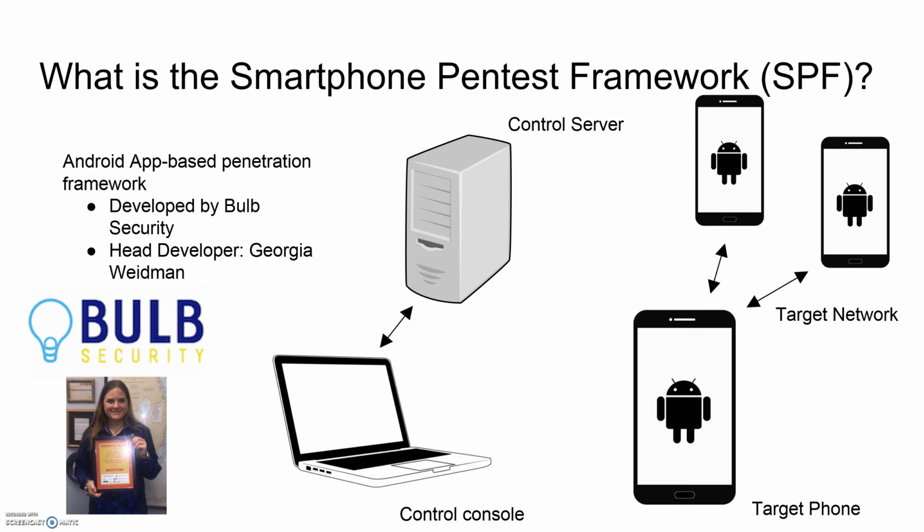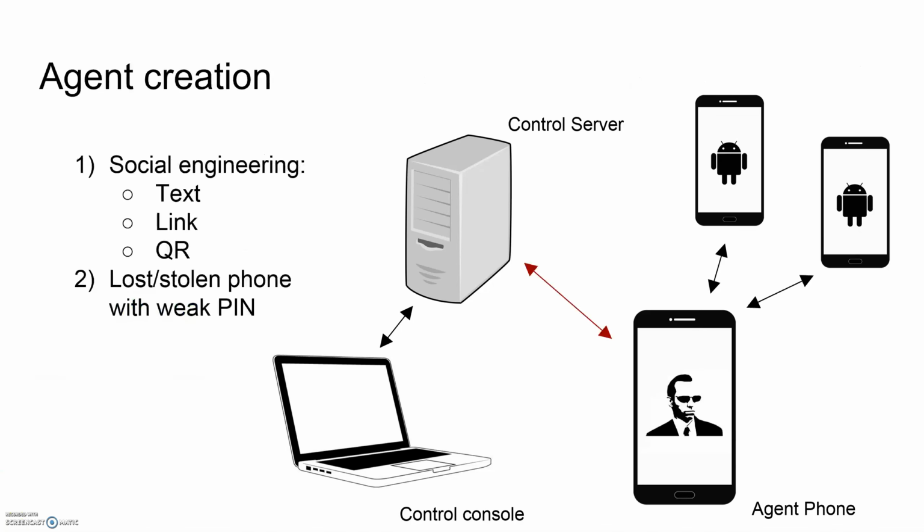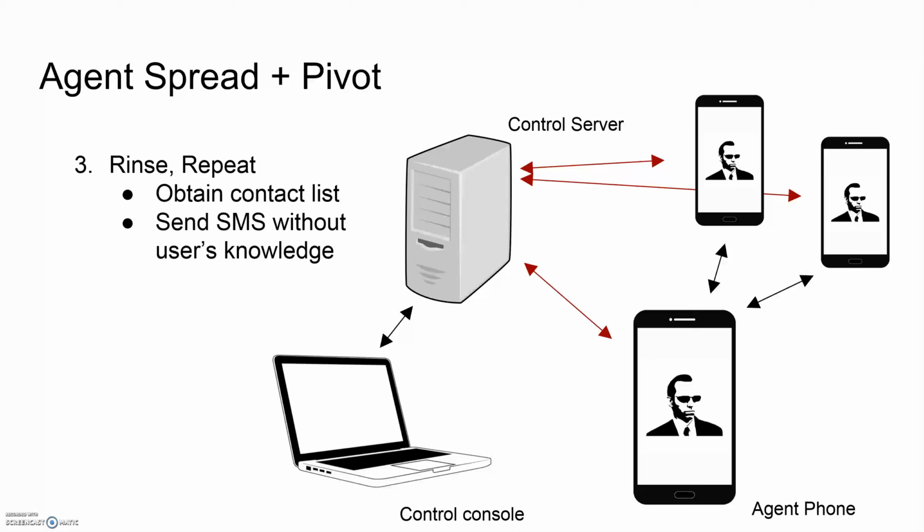SPF is principally developed by Georgia Weidman of Bulb Security. It's meant to be run on Kali Linux on some control console, say a laptop, where its software could be uploaded to a control server connected to the internet. Now, through some social engineering, we'll send a text or a link or some QR code to our target. And once our target scans this text or link and installs our malicious app from SPF, we'll convert this phone into our own private agent. This phone will now communicate to our control server and do our every bidding, including sending further malicious messages to its own network. Rinse, repeat.